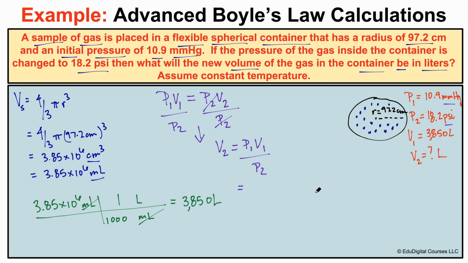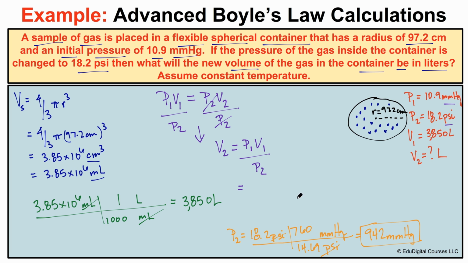We see that P2 equals 18.2 PSI. We want to cancel out PSI and we want to figure out how many millimeters of mercury this is. So if we take a look at a conversion factor table, we can see that for every 760 millimeters of mercury, there's 14.69 PSI. And so this will cancel with this, so we take 18.2 times 760, and we're going to divide this by 14.69, and we're going to end up with 942 millimeters of mercury. So this isn't our final answer, this is just P2. So we now have P2 in millimeters of mercury.